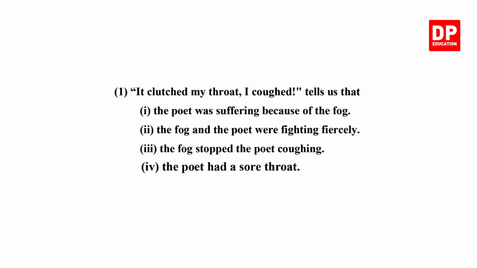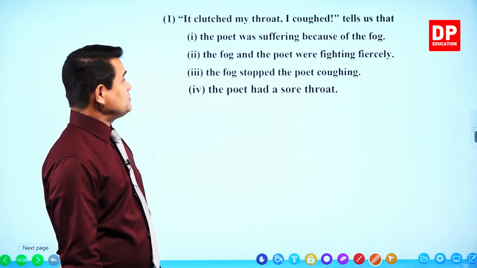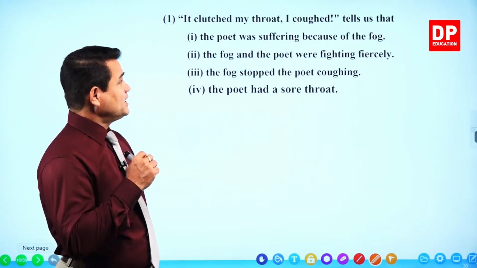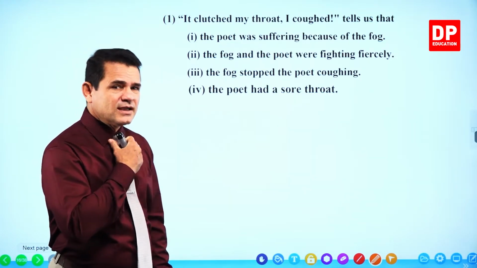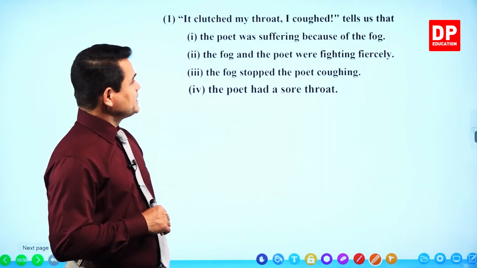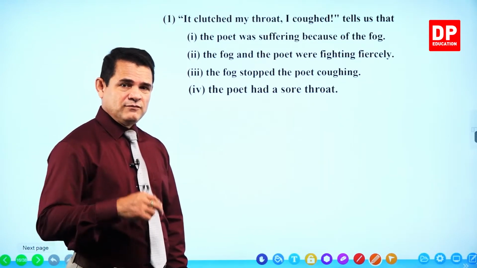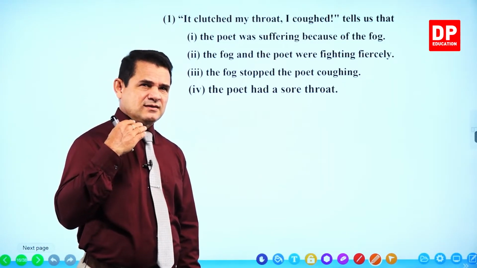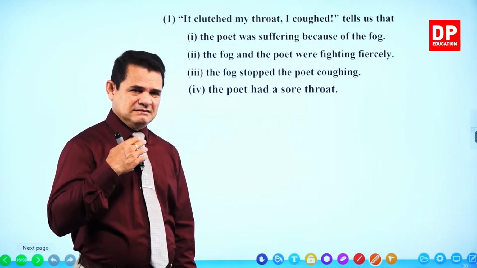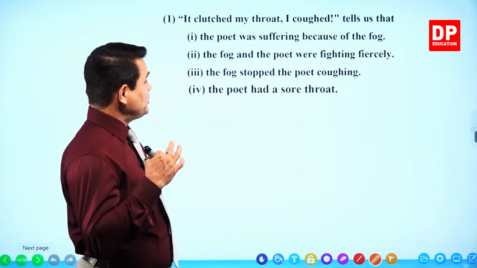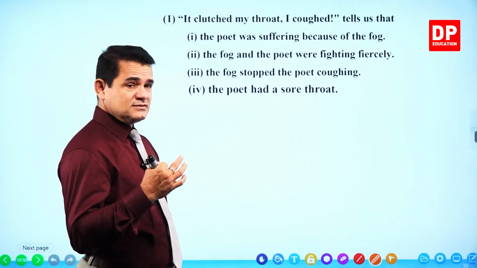Number 1. It clutched my throat. I coughed. This tells us that it clutched my throat, and I coughed. What does that show? It shows that the poet was suffering because of the fog. Because of the dense fog, he felt a little unwell. So that is one.